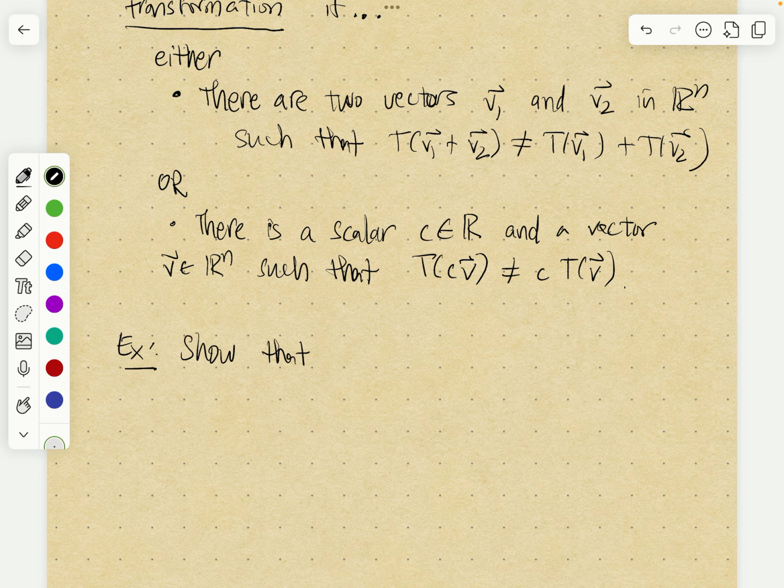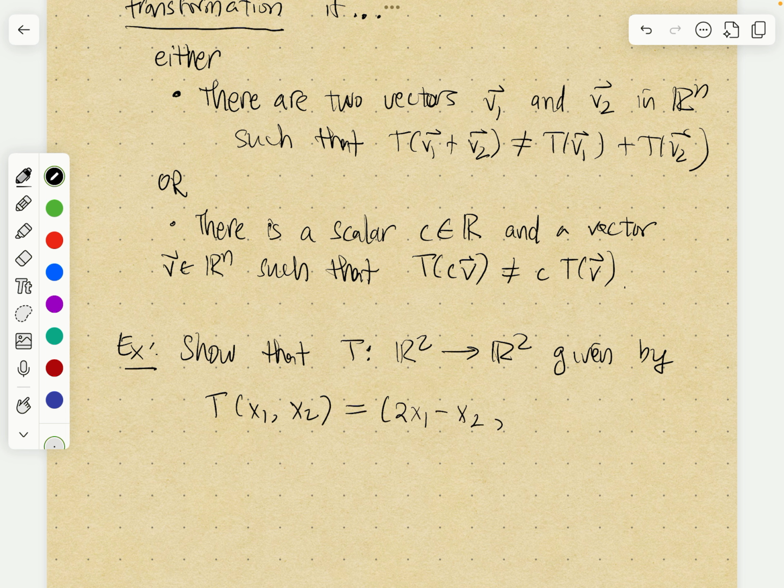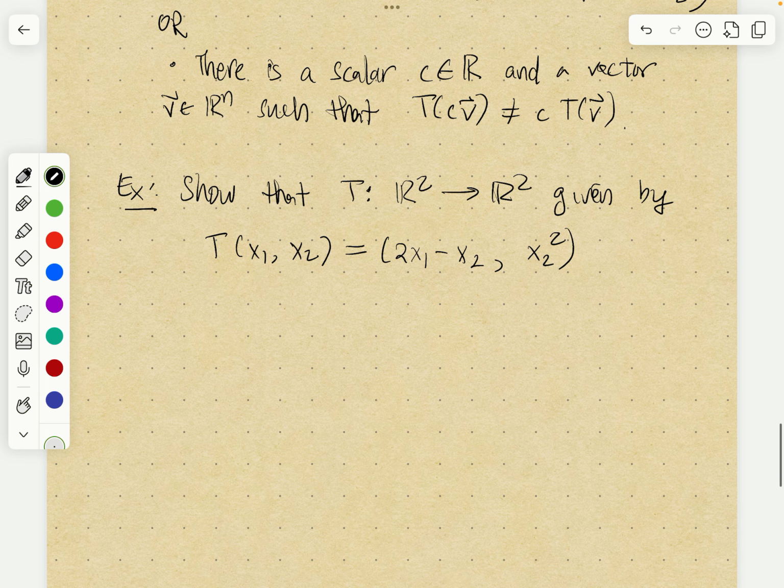Show that T, another function from R2 to R2, given by T of x1, x2 equals (2x1 minus x2, x2 squared), is not a linear transformation.